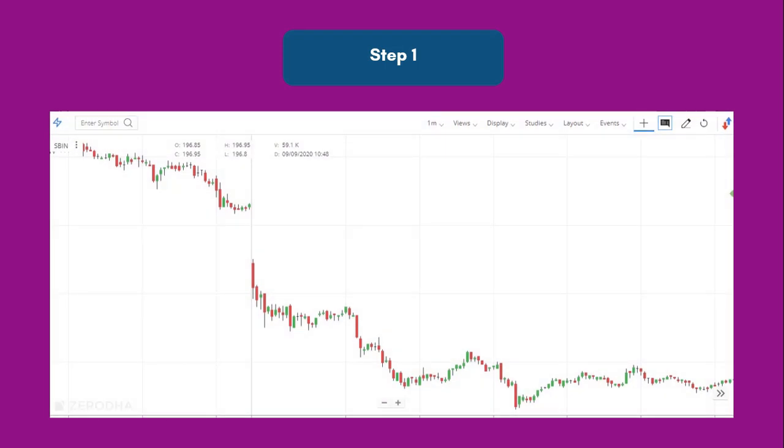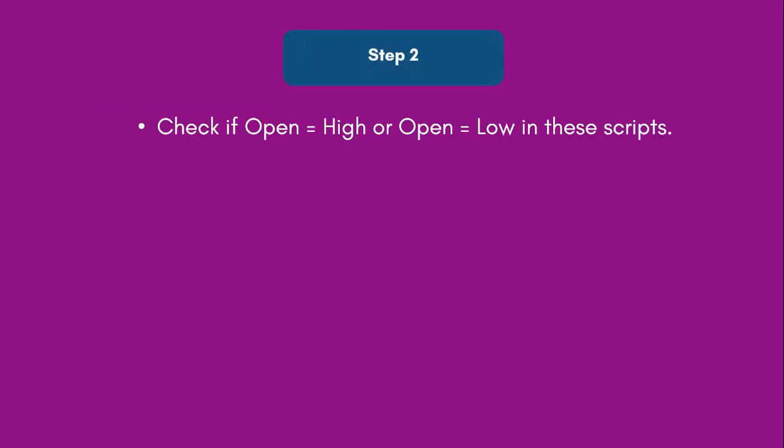Similarly, this is again State Bank of India, where the stock has moved down, down, down, creating this as the lowest point, and the opening is well above previous day's low. So the stock should either be above previous day's high or below previous day's low. Only then it qualifies. Now the next step, step 2, is to check if open equal to high or open equal to low in these scripts.